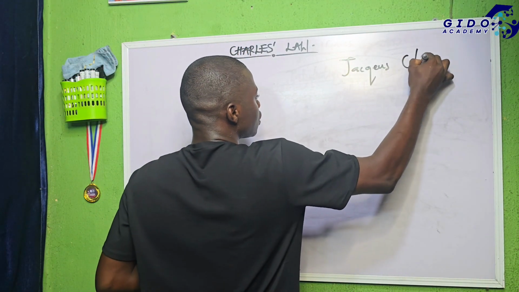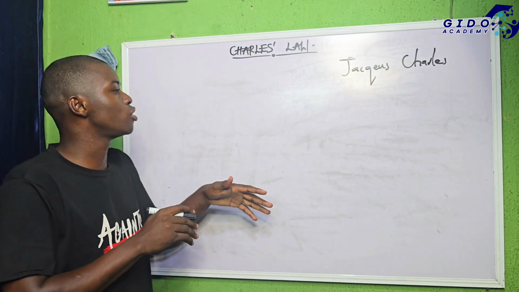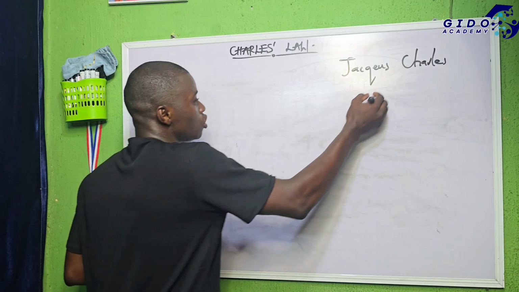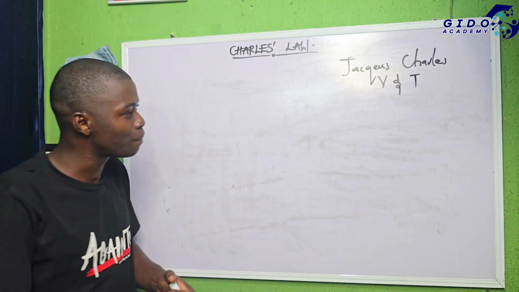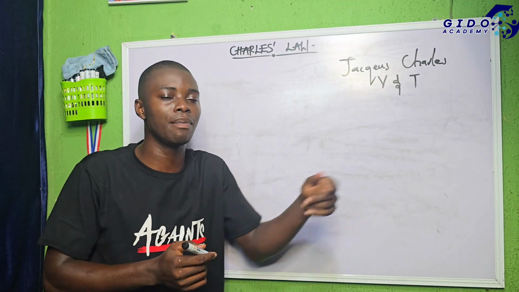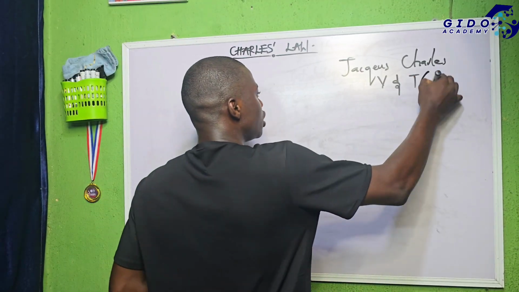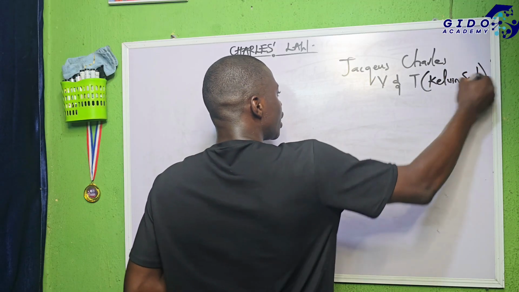Like I said in our last video, Boyle's law shows the relationship between pressure and volume, while Charles' law shows the relationship between volume and temperature. Please, in your exam, this temperature is not just a normal temperature. We are talking about the absolute temperature, and the absolute temperature is measured using the Kelvin scale.